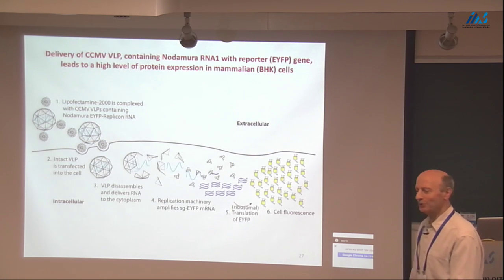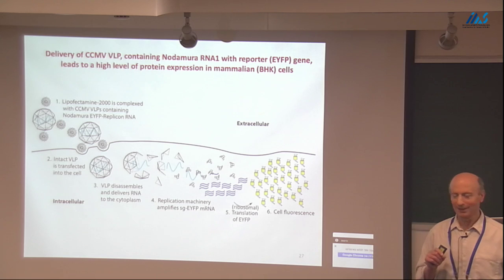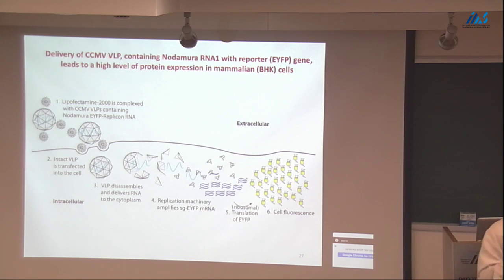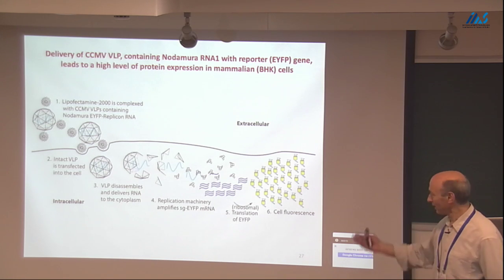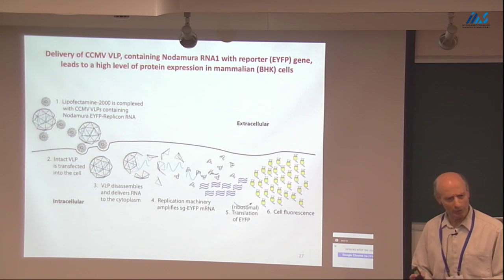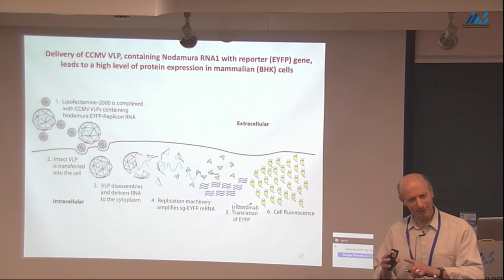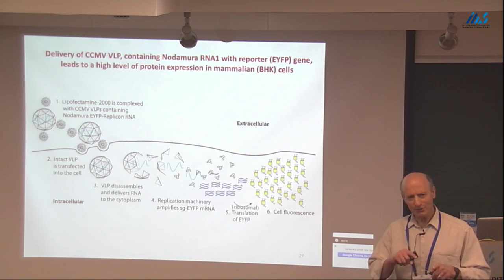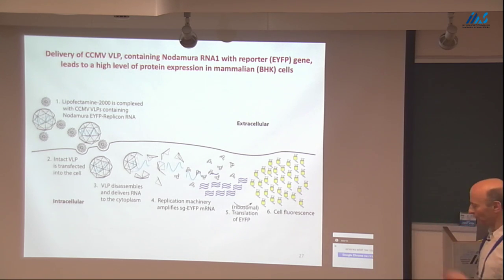So what we did was to take the Nodamura virus, replace its capsid protein gene by a reporter gene, fluorescent protein, and we showed that in vitro reconstituted particles, virus-like particles, when transfected into mammalian cells, lead to fluorescence. In other words, two important things happen. The capsid of plant virus protein, when it binds to the mammalian cell ribosome, still releases the RNA content, and the insect virus RNA replicase works in the mammalian cell. So that was an important experiment.